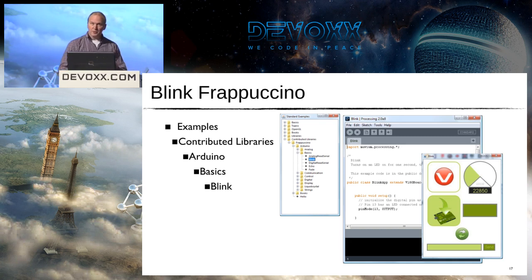Keep in mind, Frappuccino is a port of the Arduino runtime libraries, examples and physical processing environment. So you start Blink the same way. You open it from the library, press run, it compiles it, downloads it, and off you go. The difference is it's all Java rather than C, C#, C++, or some combination thereof.